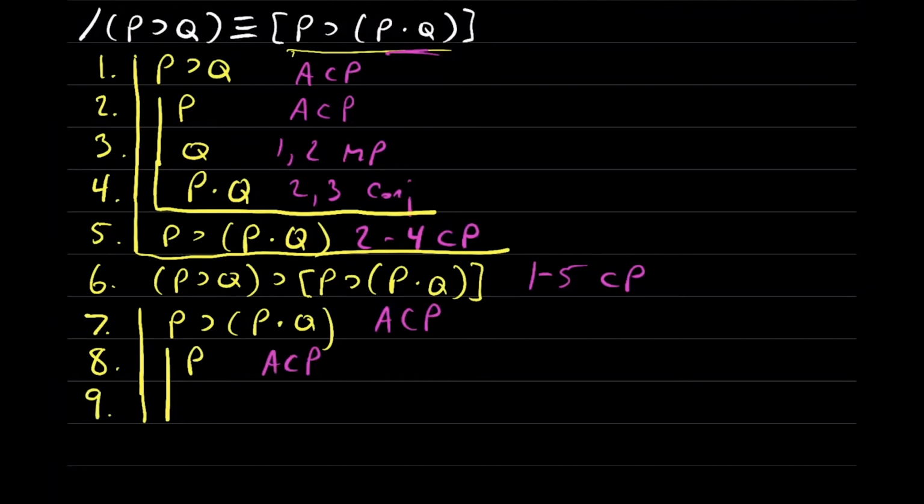On line 9, from line 7 and 8, it's pretty clear we can do modus ponens to get P dot Q. That's going to be line 7 and 8 by modus ponens. And remember, we're trying to derive Q. That's what we're trying to get. We started it by assuming P so we can try to get Q. Well, we're almost there. We've got P dot Q. We need to reverse the order of that to get Q on the left, Q dot P. That's going to be line 9 by commutativity.